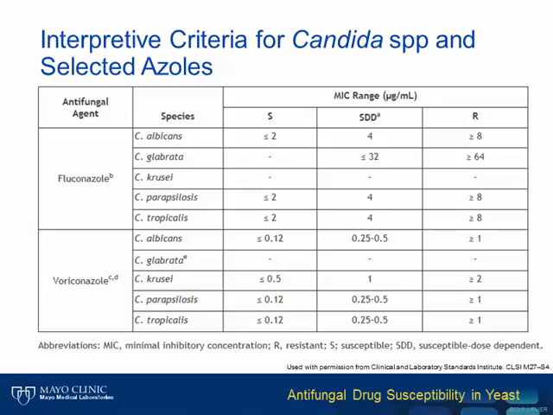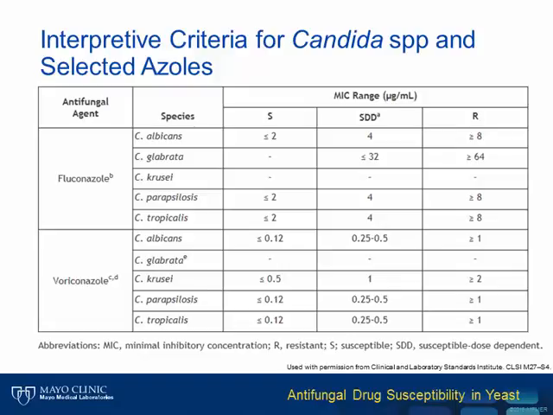This slide contains the breakpoints and interpretive criteria established for two azoles, fluconazole and voriconazole, across 5 Candida species. As you can see from this table, the MICs differ more widely between the two azoles than they did between the 3 echinocandins on the previous slide. For example, an MIC of less than or equal to 2 micrograms per milliliter is considered susceptible for fluconazole, while the MIC for voriconazole susceptibility is less than or equal to 0.12 micrograms per milliliter.